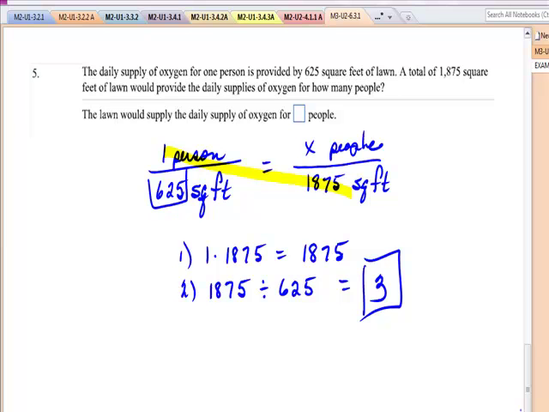Okay? So, whenever you write down the first comparison, you have just etched into stone the order that you're going to have to do the second comparison. People on top, square feet of yard on the bottom. And then solve your proportions.